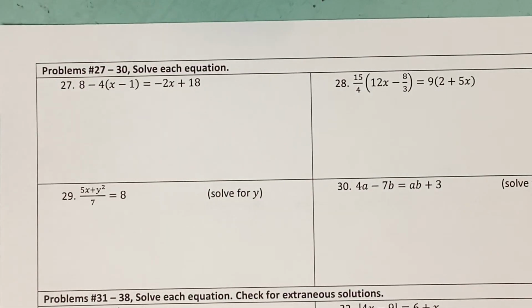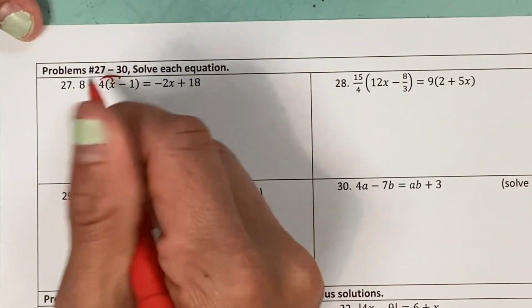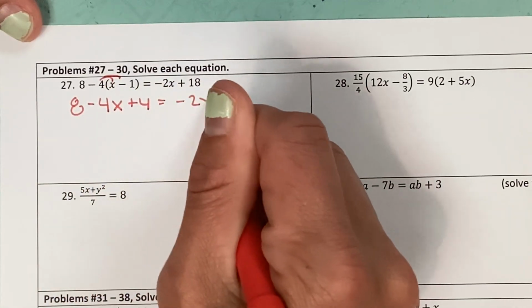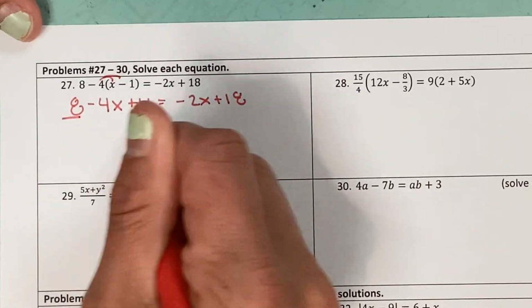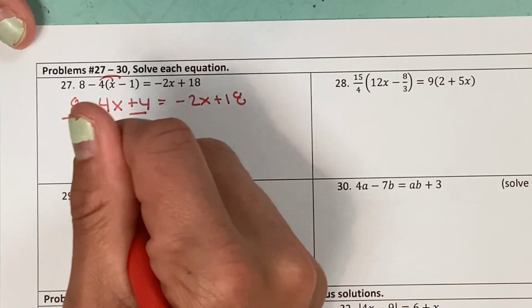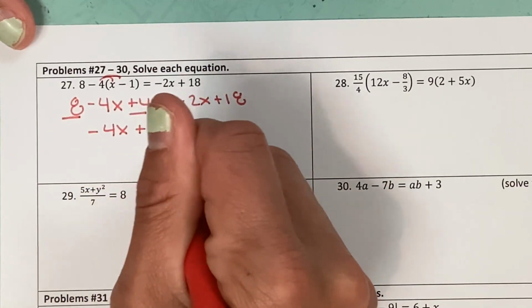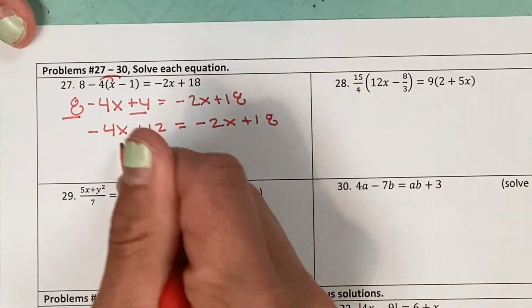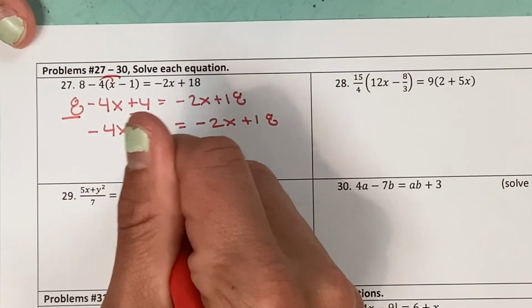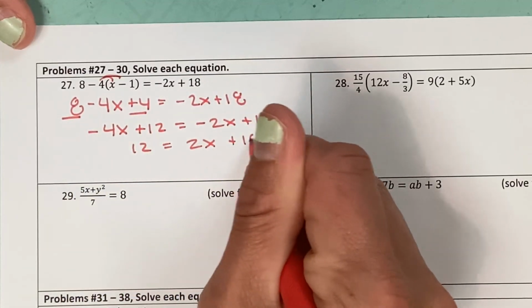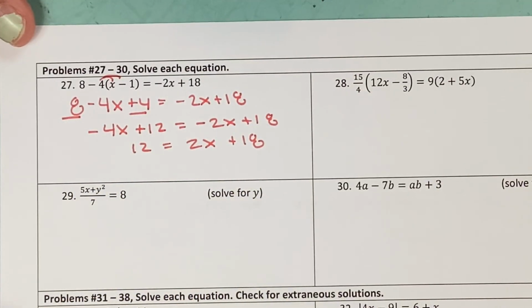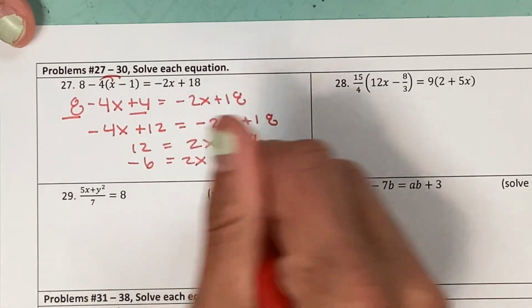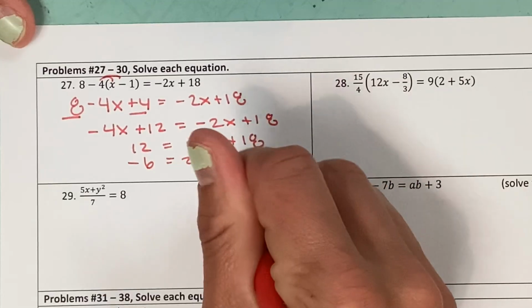On these next guys here, we are solving. So I'm going to first distribute the negative 4. Add up the 8 and the 4, 8, 9, 10, 11, 12. All right, I'm going to move the 4 over here. So I'm going to add 4, and that's going to make that 2x. Minus the 18, and I get negative 6. And so divide by 2, x is negative 3.